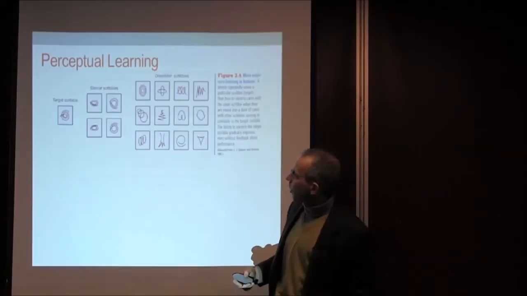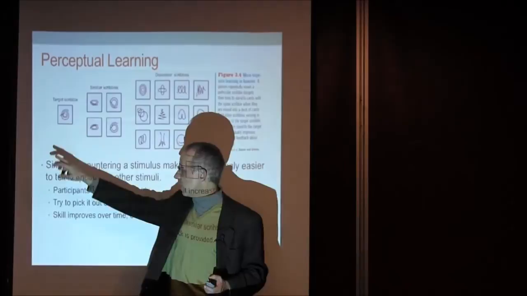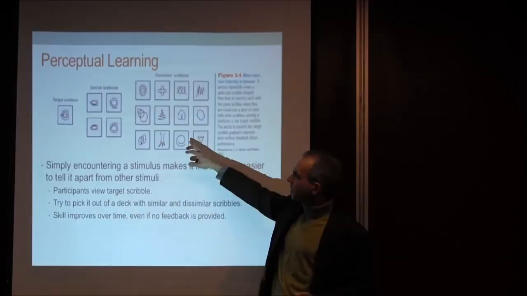So perceptual learning: simply encountering a stimulus makes it increasingly easier to tell it apart. Participants will view a target scribble, this scribble here, and then later try to pick it out of a deck of other similar scribbles.